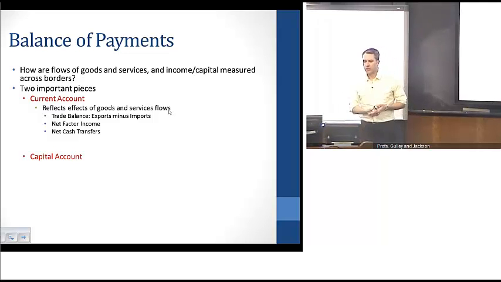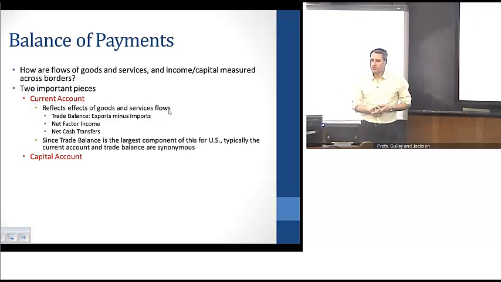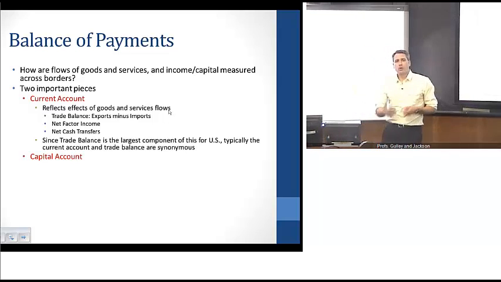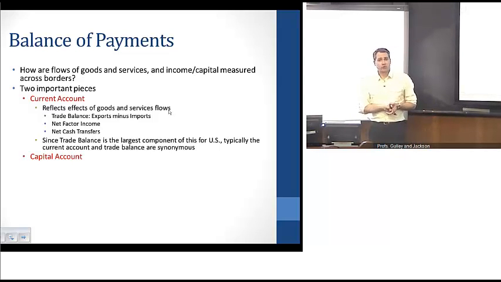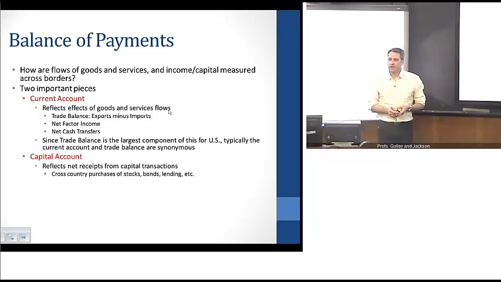I won't go into detail what that means, but those tend to be fairly low, and the biggest part of the current account piece here tends to be the trade balance. And so for a lot of reasons, because the trade balance is a big chunk of this current account, those two things are thought of as being synonymous. That is, if you have a large current account deficit, then you have a large trade balance in the negative, in fact. The second piece of this is the capital account.